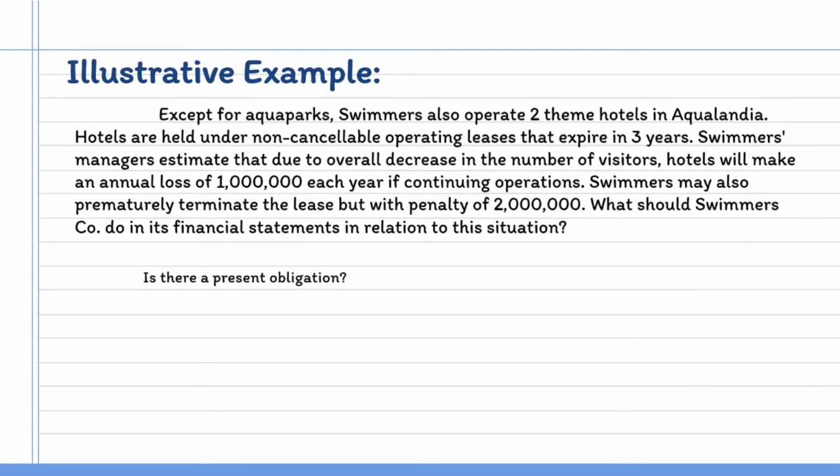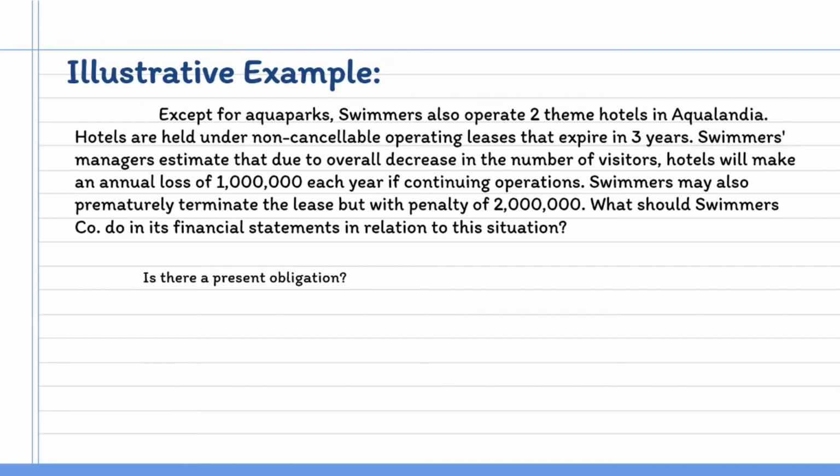Example, except for aqua parks, Swimmers also operate 2 team hotels in Aqualandia. Hotels are held under non-cancelable operating leases that expire in 3 years. Swimmers' manager estimates that due to overall decrease in the number of visitors, hotels will make an annual loss of 1 million each year if continuing operations. Swimmers may also prematurely terminate the lease but with a penalty of 2 million. What should Swimmers Co. do in its financial statements in relation to this situation?